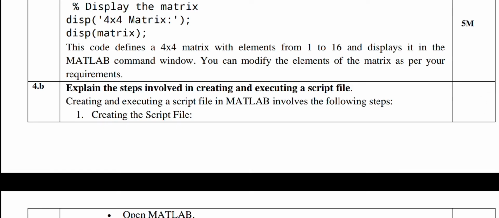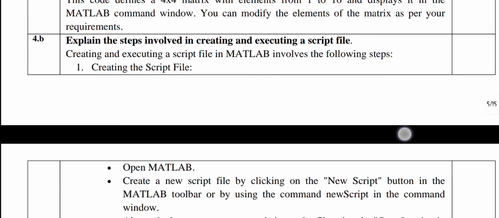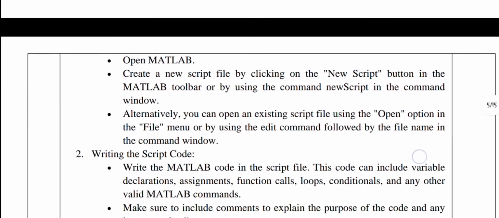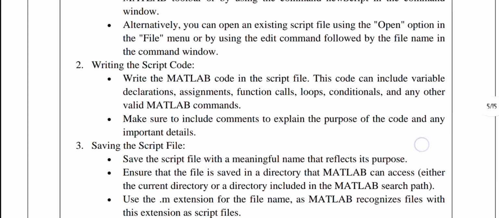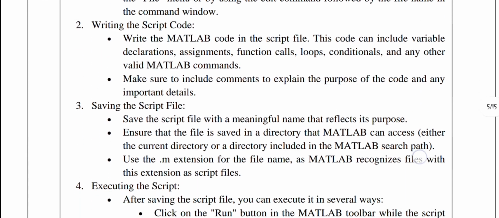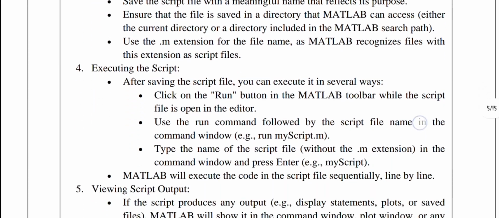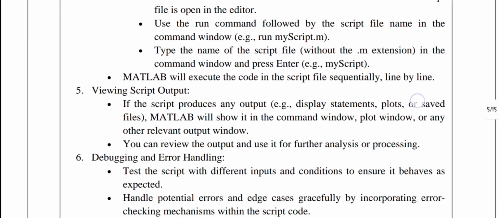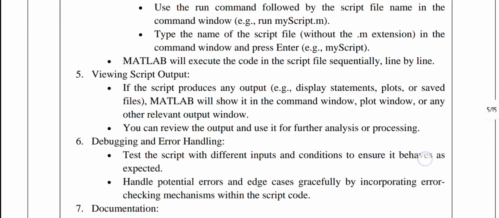4B, explain the steps involved in creating and executing a script file. Creating the script file, writing the script code, and saving the script file, and fourth one executing the script. Fifth one, viewing the script output. Sixth one, debugging and error handling.